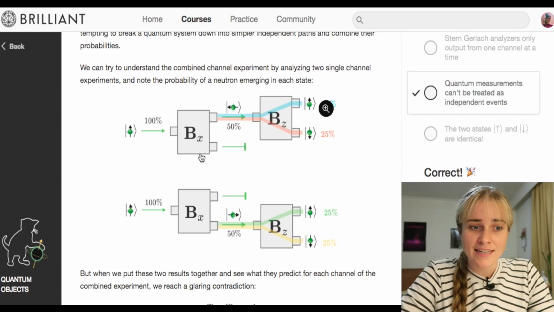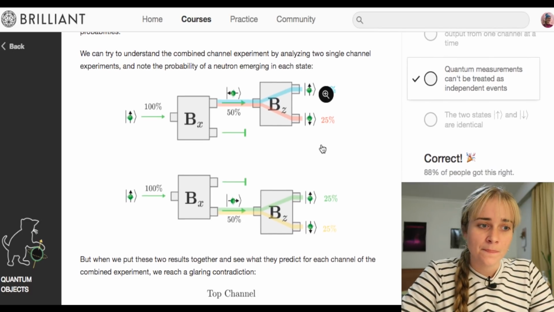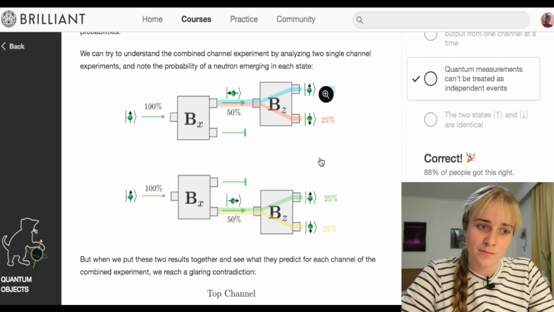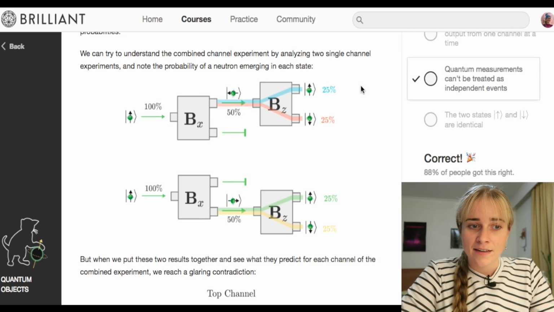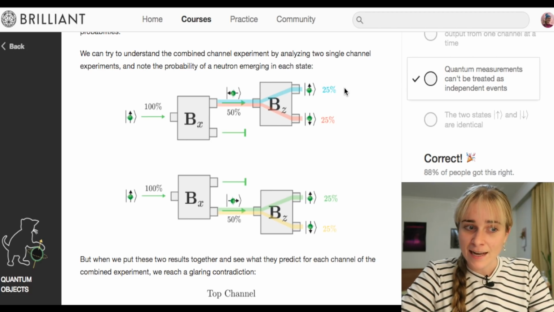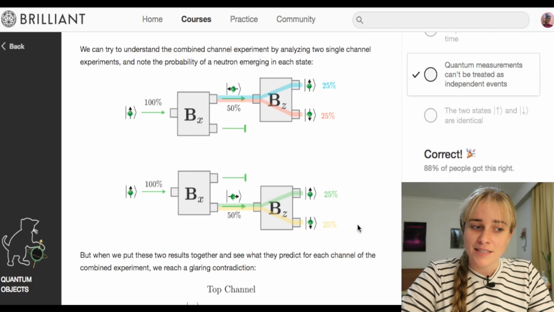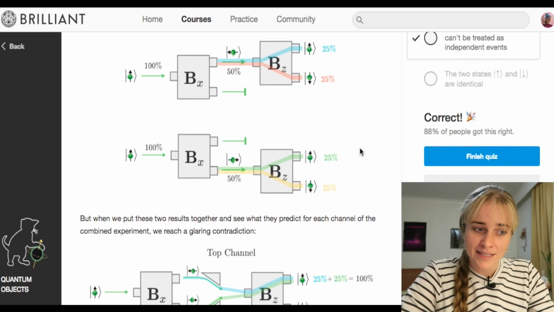between two analyzers, an X and a Z aligned one, we can note the probability of the neutron emerging from each state. So this is using classical probability, the way we would normally do things like with a probability tree. So if we had a 50% chance of coming out of the spin left state, and then a 50-50 chance here, so this is actually a 25% chance of the original neutron ending up here. 25% chance of ending up here, 25-25. So you've got our four different options and a 25% chance of ending up in each of these places.